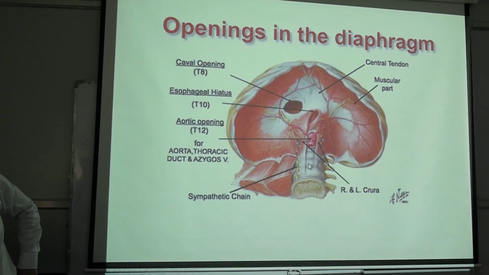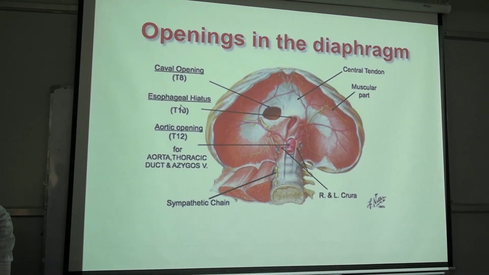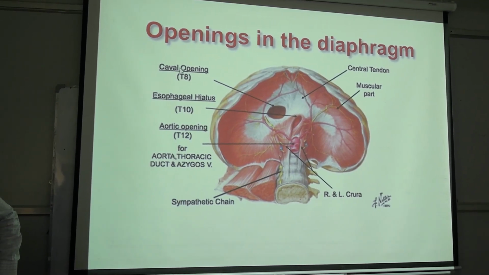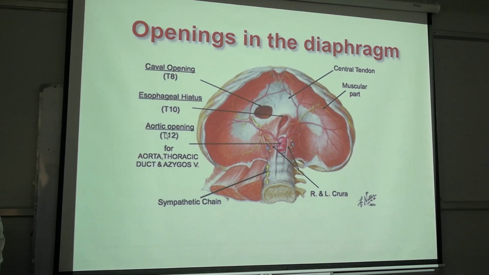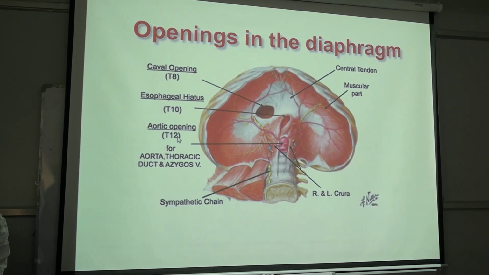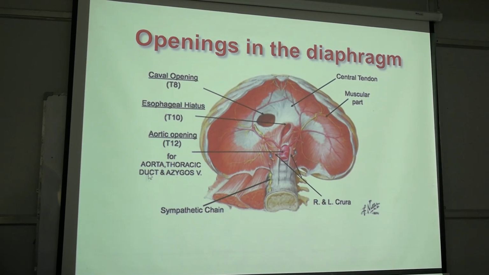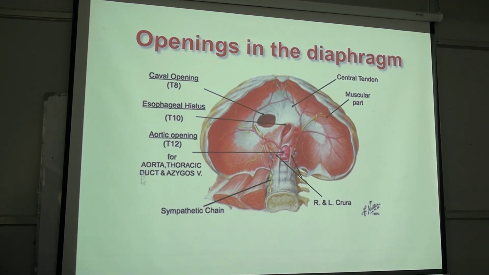It has major openings like this. We have the vena cava opening, esophageal opening, and aortic opening present at different sites, through which pass the inferior vena cava, the esophagus, and the aorta, the abdominal aorta, which comes after the thoracic aorta. Along with this, the thoracic duct and the azygos vein also pass through this particular aortic opening along with the aorta.